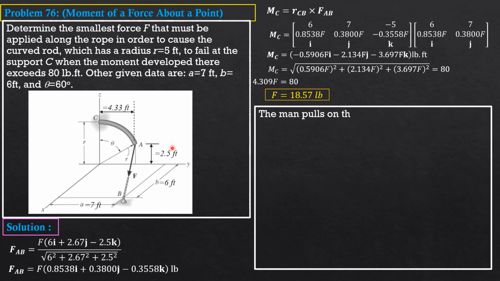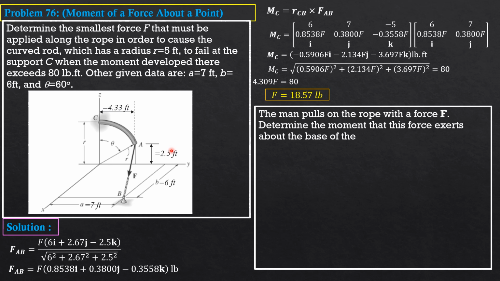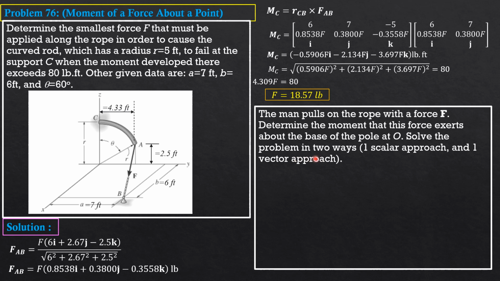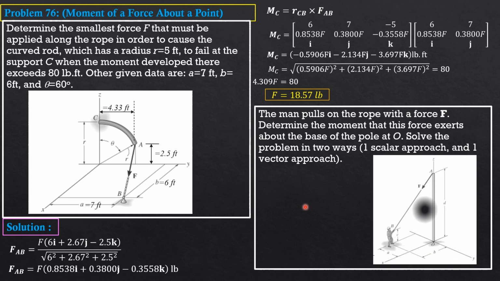Then for your part, here is your problem. The man pulls on the rope with a force F. Determine the moment that this force exerts about the base of the pole at O. Solve the problem in two ways, one scalar approach and one vector approach. So that's it, and show that this is the answer. These are the other given data. So MO equals 61.2i plus 81.6j Newton meter.